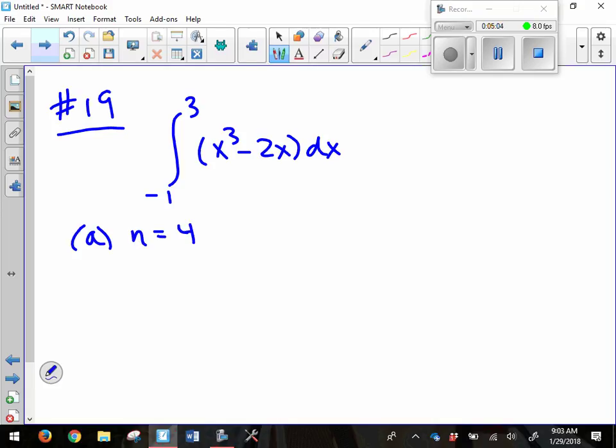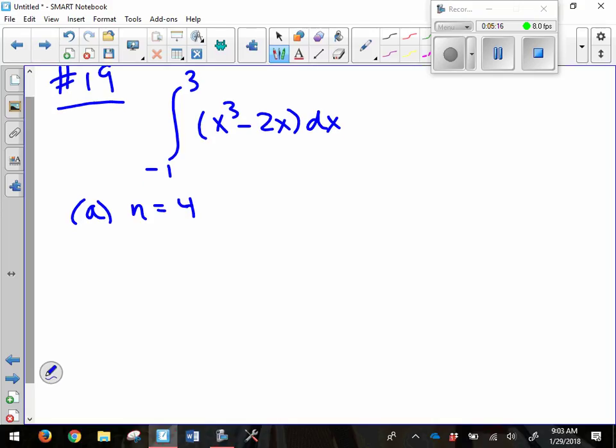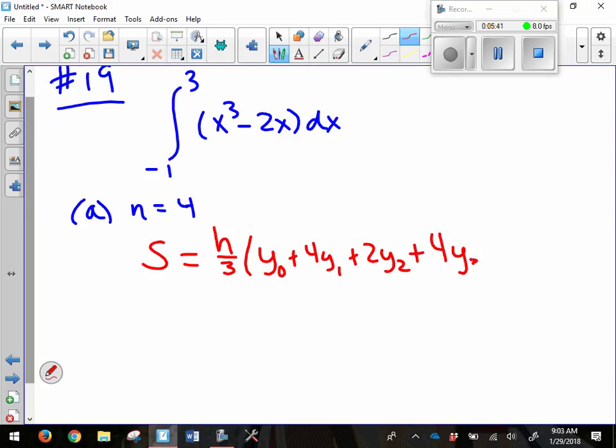Okay, so let's start with that. So we had Simpson's rule on the previous page. And I really feel that when you use Simpson's rule, it's important to actually write it out so that you get the 2's and the 4's correct. The coefficients. So this is going to be h over 3 times y0 plus 4y1 plus 2y2 plus 4y3 plus y4.